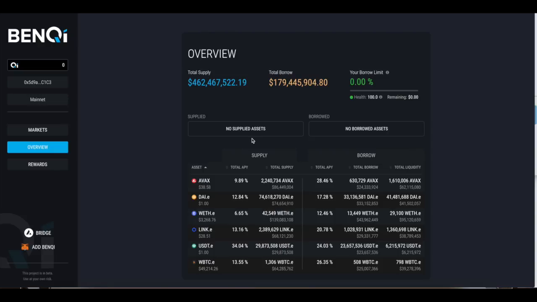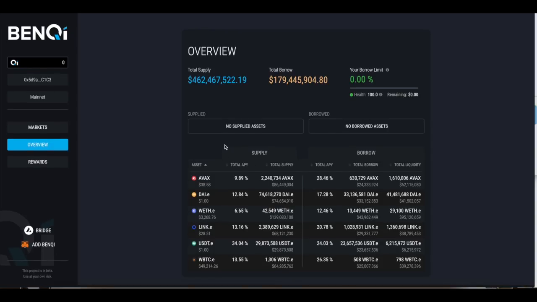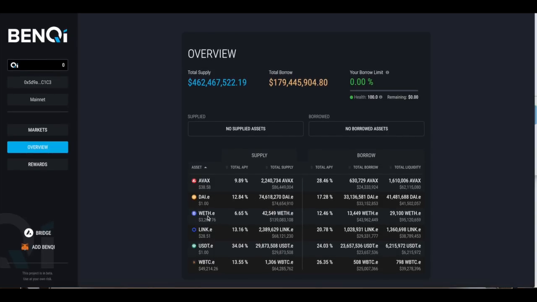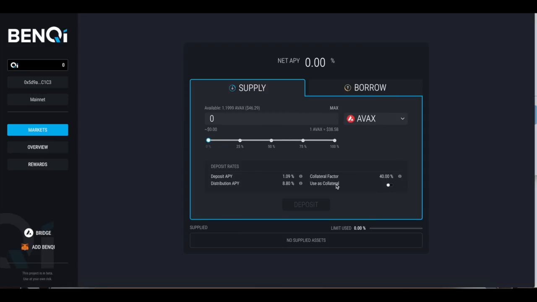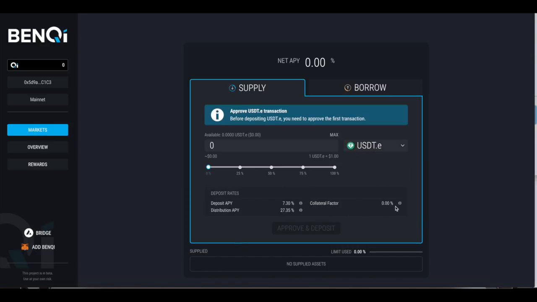No worries. There's a couple of different pools that you can use: Avalanche, DAI, Wrapped Ethereum, Link, USDT, Wrapped BTC. Now, there's something to keep in mind. When you go to the different markets, not all of them are able to be used as collateral. If you can't use it as collateral, you cannot leverage yield farm. USDTe is one that you cannot use as collateral. Hence it also pays a higher APY, because there's not a lot of people borrowing against it. So it's just something to be aware of.